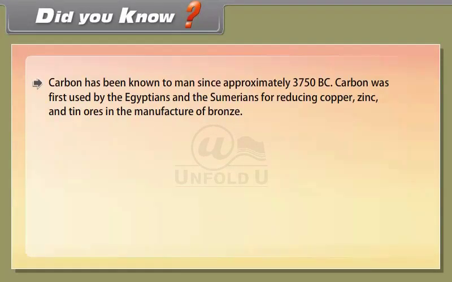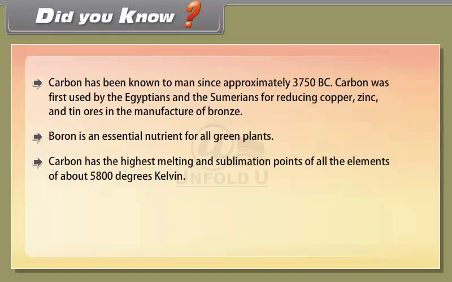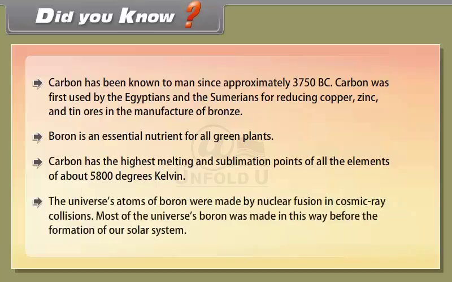Did you know? Carbon has been known to man since approximately 3750 BC. Carbon was first used by the Egyptians and the Sumerians for reducing copper, zinc, and tin ores in the manufacture of bronze. Boron is an essential nutrient for all green plants. Carbon has the highest melting and sublimation points of all the elements, about 5800 Kelvin. The universe's atoms of boron were made by nuclear fusion in cosmic ray collisions. Most of the universe's boron was made in this way before the formation of our solar system.